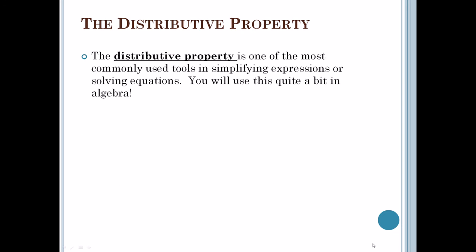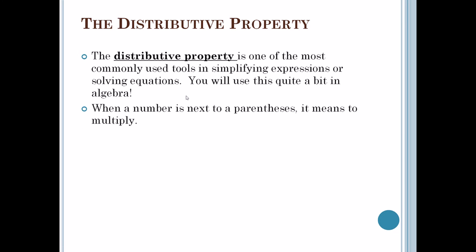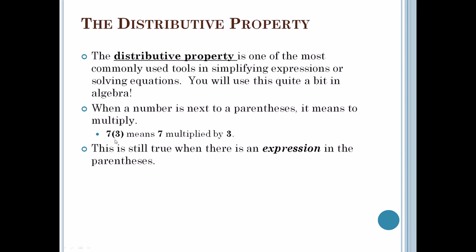So moving on to the distributive property. Oh, man, we use the distributive property a lot. It is so commonly used. You're going to use it next week and the week after. It just keeps going. But just to backtrack for a minute, I want to remind you, anytime you see a number next to parentheses, it means to multiply. Like if I saw 7 parentheses 3, that means 7 multiplied by 3, which is 21.